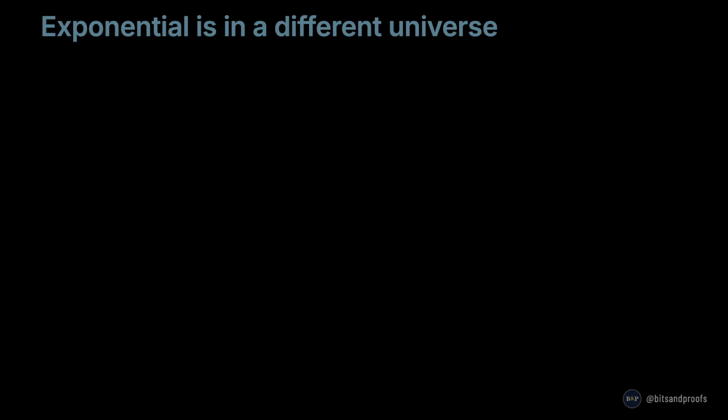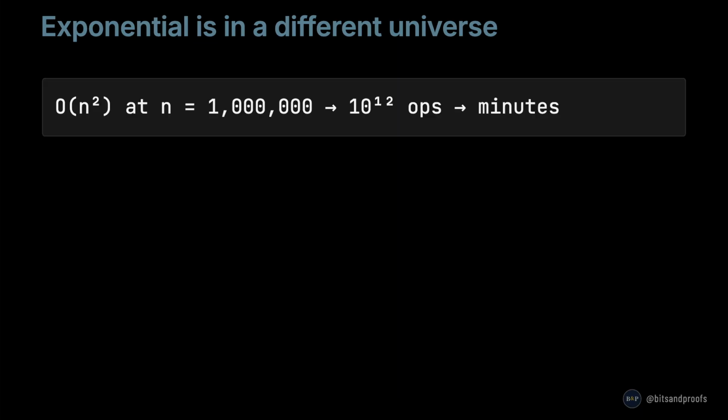I want to drive home just how dramatic the gap is between polynomial and exponential. Even quadratic, which we already called bad, is in a completely different universe from exponential. Let me put numbers to it. O of n squared at n equal 1 million is 10 to the 12 operations. 1 trillion, that's minutes on a modern machine.